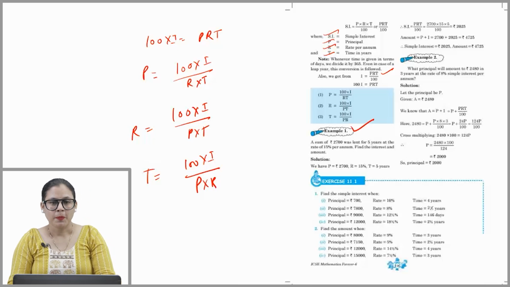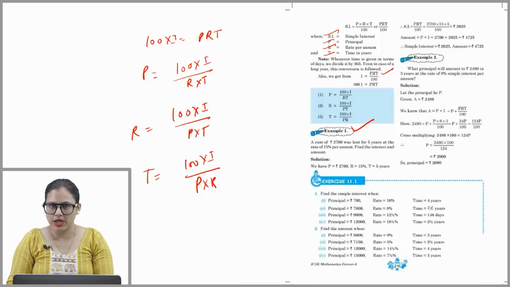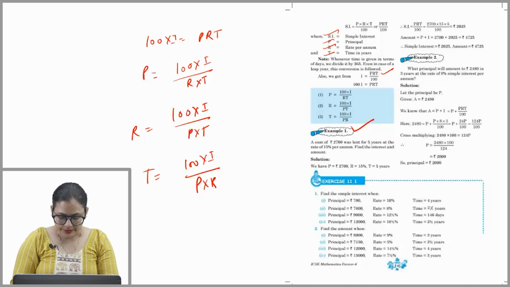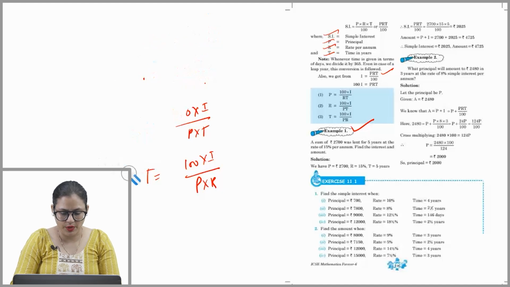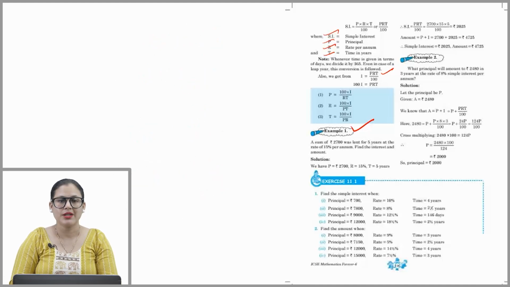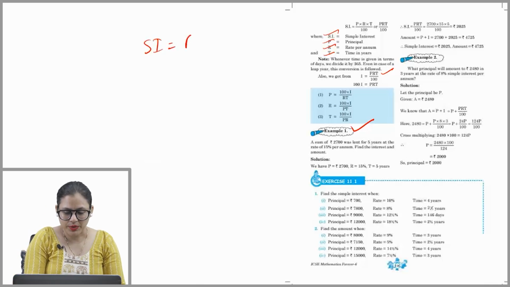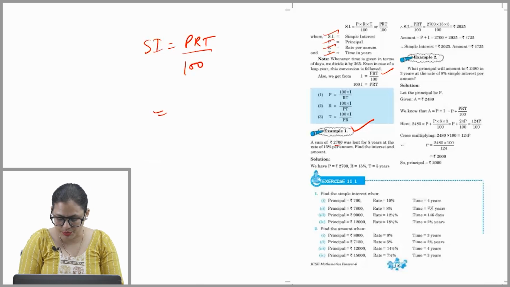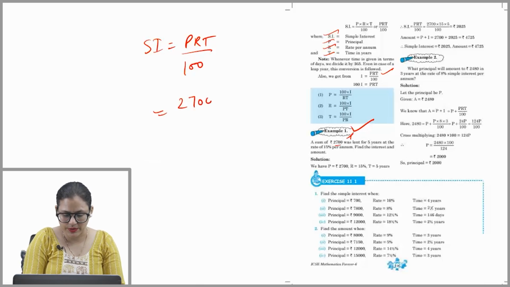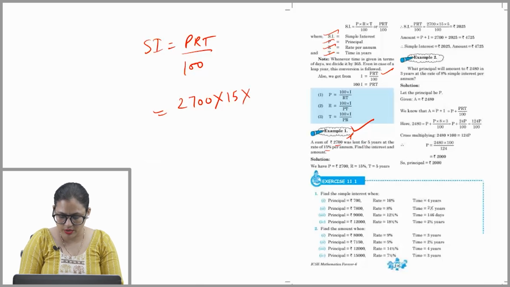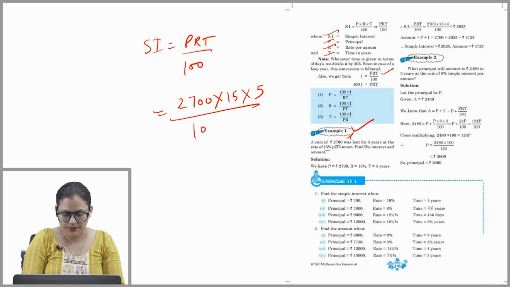Let's do example 1. A sum of rupees 2700 was lent for 5 years at the rate of 15% per annum. Find the interest and amount. So, let's use the formula. What we have to find here, students? We have to find the interest and amount. So, first we will write the formula PRT upon 100. What is the principal? This is the principal, 2700. Rate is 15% per annum and time is how much? How many years? 5 upon 100.